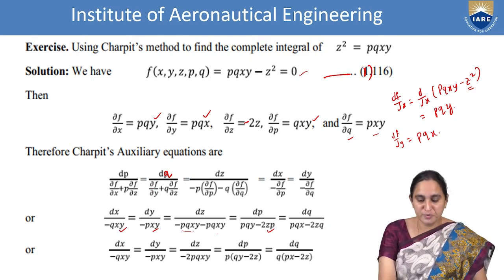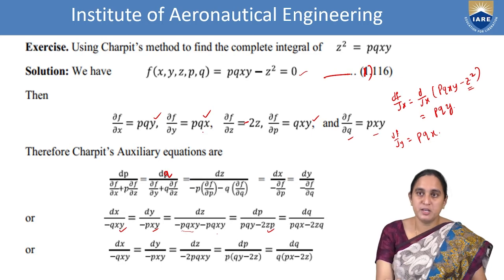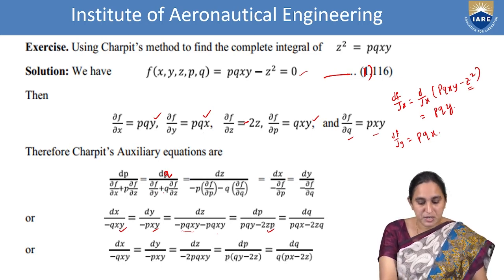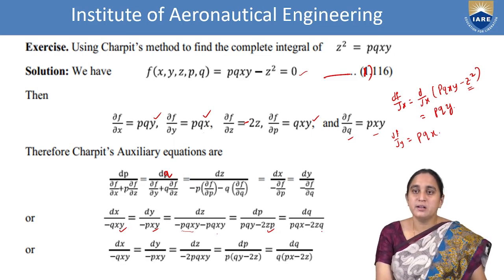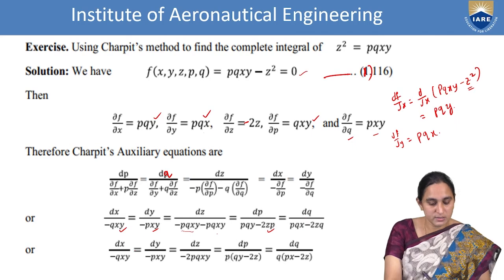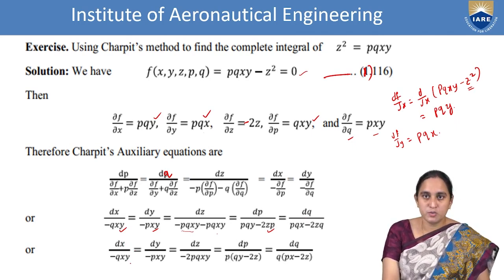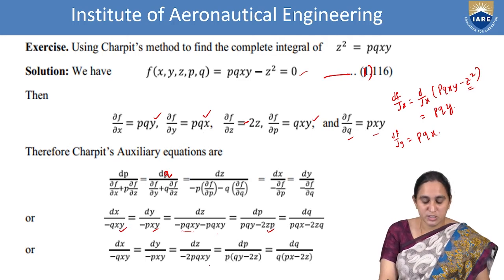dou f by dou y. What is dou f by dou y here? pqx, plus q into dou f by dou z, that is minus 2z, so pqx minus 2zq. Then write it simply as dx by minus qxy is equal to dy by minus pxy, that is equal to dz by minus 2p.